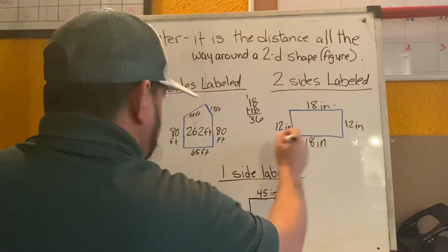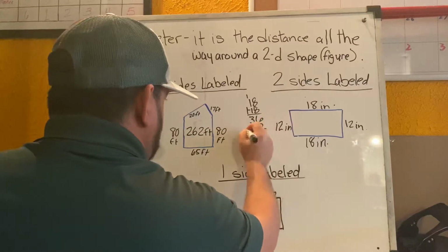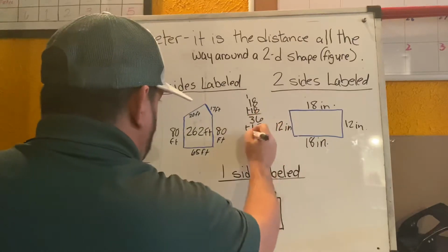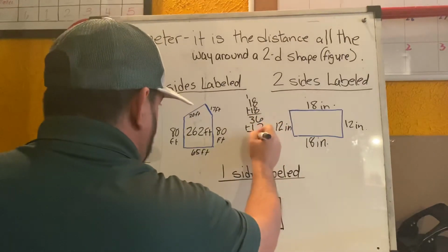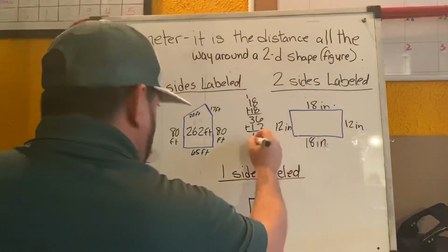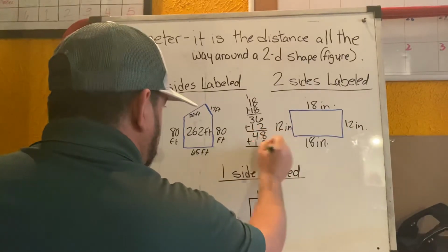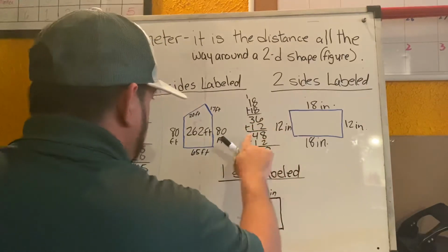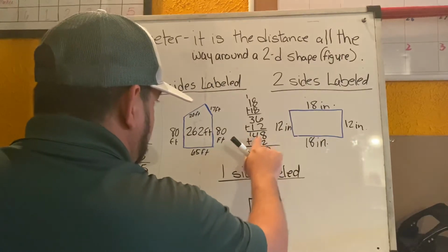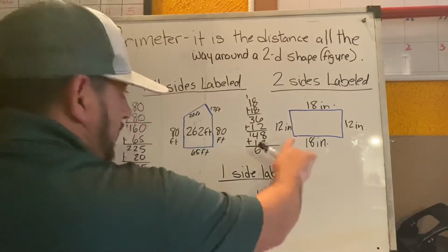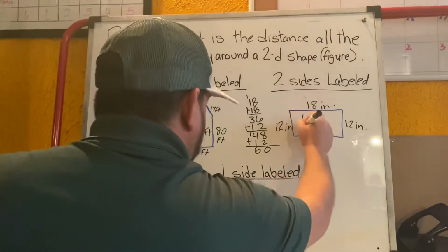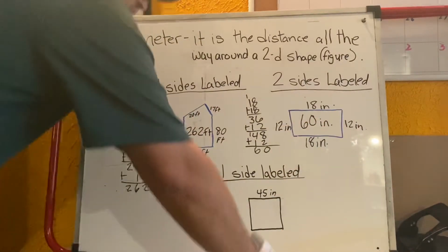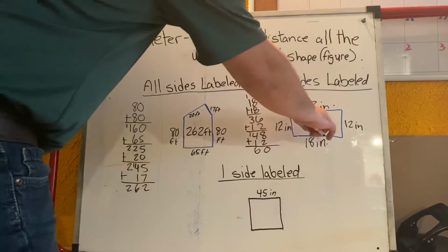We still got two more that we have to fill in. There's the first 12. 6 plus 2 is 8. 3 plus 1 is 4. We still have one more, so that's 12. 2 plus 8 is 10. We have to regroup the 1 to the 10 spot. 1 plus 4 is 5. 5 plus 1 is 6. So the perimeter of this rectangle is 60 inches.